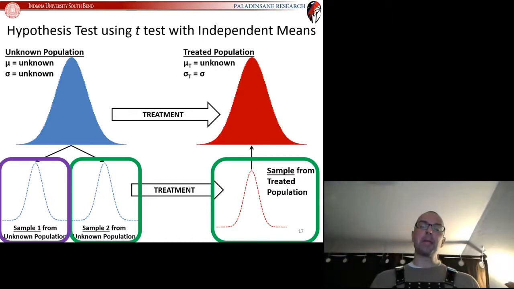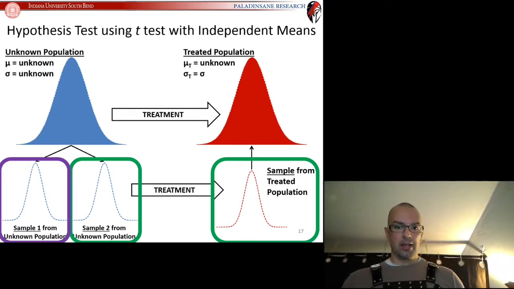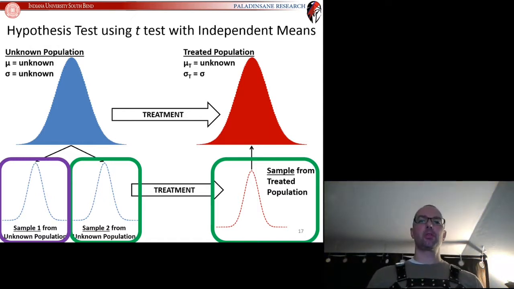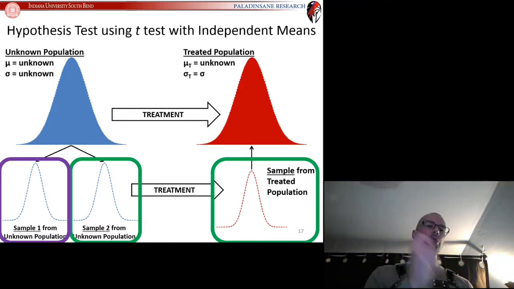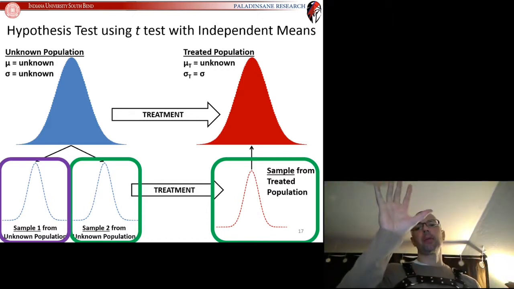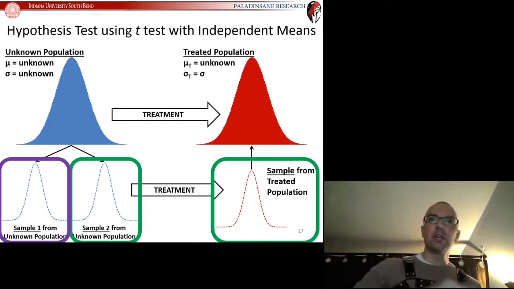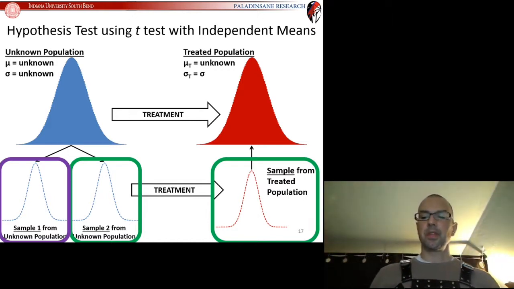two samples of different people operating independently of each other, hence the independent means t-test. So in this case, the sample from the treated population was asked how fast were the cars going when they smashed into each other. Sample number 1 from the unknown population was asked how fast were the cars going when they hit each other. And the question is, by asking these subjects how fast were the cars going when they smashed into each other, did we transform them into a different population with higher estimates of speed?